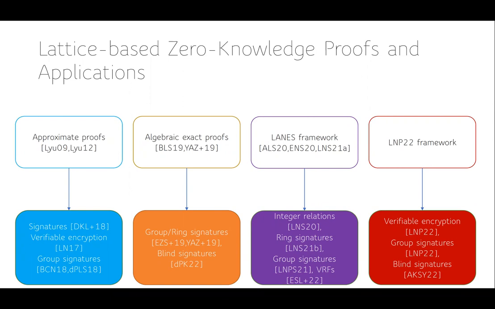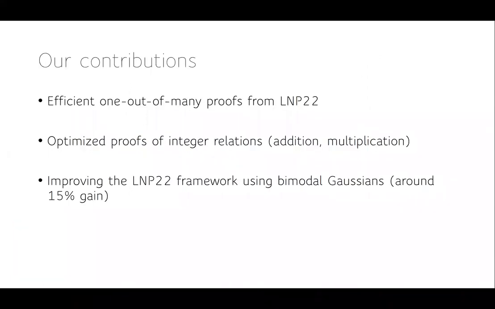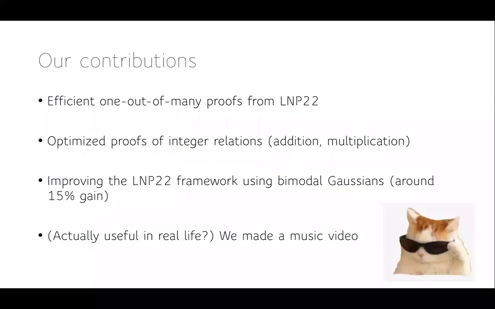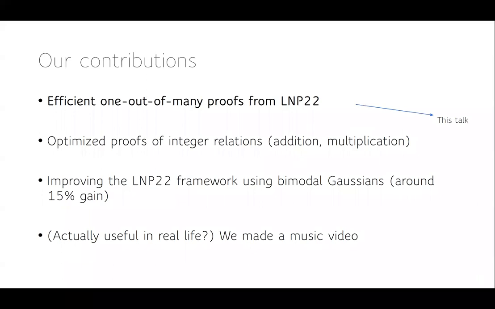And that's what we will show here. So in this paper, we show efficient one out of many proofs where we really make use of the newest LNP22 framework from Crypto this year. Another contribution is we show how to prove integer relations such as addition and multiplication. The nice thing about this compared to previous works is that we don't need to commit to the carry vectors, and that's a significant improvement. Also, because we had the name bimodal in the title, we improved this framework using bimodal Gaussians, but it's around a 10 to 15% gain. And obviously, one might think that all these things are not really useful in real life. Well, I hope the music video has some impact in real life. But in this talk, I will only focus on the first bullet point.